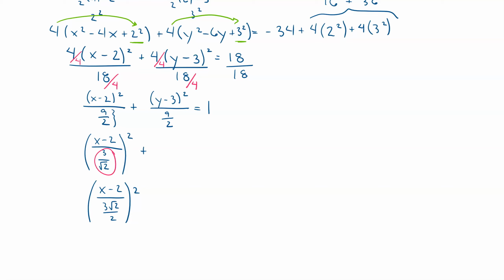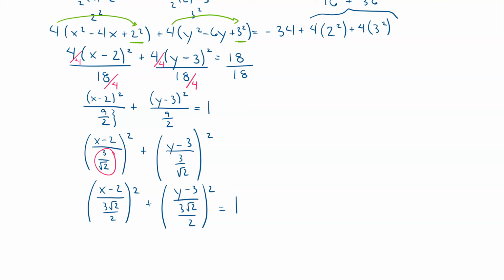Going back to the problem, I have plus, dropping parentheses all the way down, y minus 3 over 3 over rad 2. Now I need to rationalize that denominator also, so I get y minus 3 over 3 rad 2 over 2 squared, which equals 1. Now my center is going to be opposite, opposite. My center is 2, 3, and my radius is 3 rad 2 over 2.